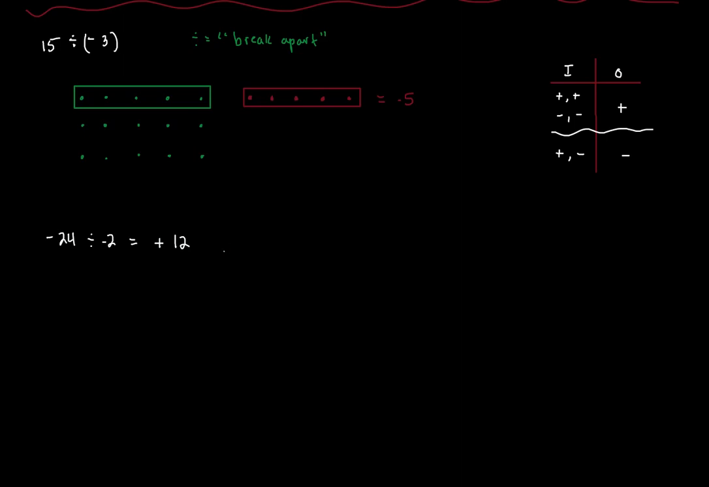Now, if you did, say, 14 divided by negative 7, we know that our signs are different. They're different, so my answer is going to end up as negative. And I know that 14 divided by 7 gives me 2. So my answer is negative 2.